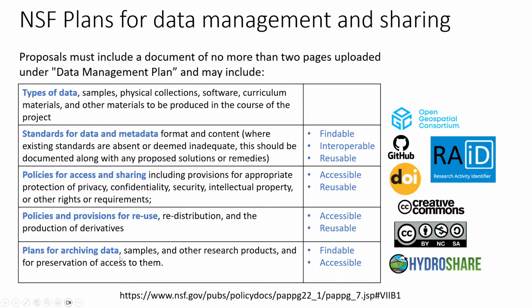And a plan for data archiving, samples, and other research products for preservation and access to them. This has to do with Findable and Accessible. So for example, for standard for data and metadata, I will use the Open Geospatial Consortium, for example. Again, you don't need to put this in, but this is just for information.